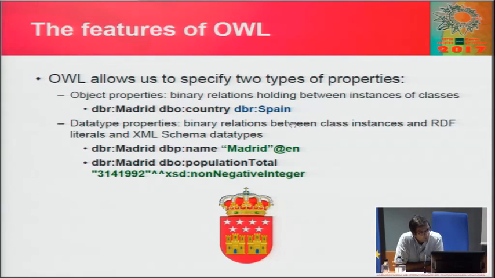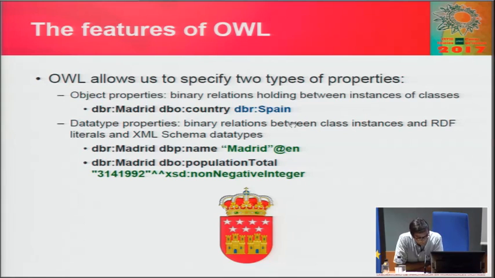So OWL allows us to specify two different kinds of properties. The first of these are the object properties, which are binary relations which hold between instances of classes. For example, the property country, which basically stands for "A is in the country of", only holds between instances of classes. So here we have Madrid, which is an instance of city, and Spain, which is an instance of country.